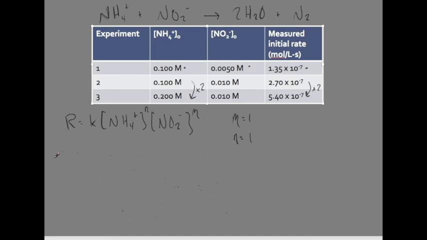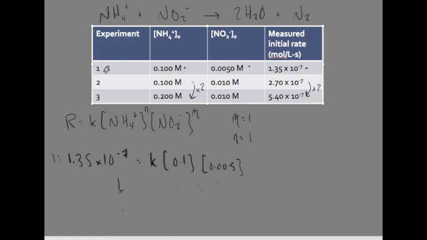So, for example, I can choose experiment 1, and this time it does not matter at all. Just pick one of them, plug all those values in. The rate is 1.35 times 10 to the negative 7th equals K. The initial concentration of NH4 was 0.1. I know I'm raising that to the first power, times the concentration of NO2. Here in experiment number 1, the concentration of NO2 was 0.005. I know that I'm supposed to raise that to the first power. I have one variable, K, and now I can solve for K.